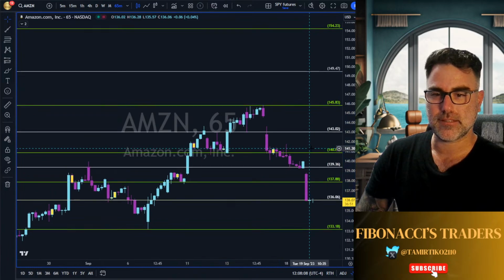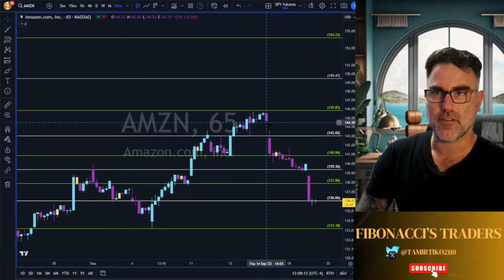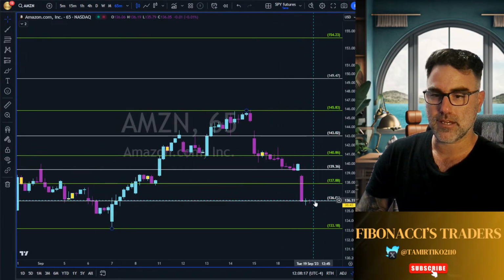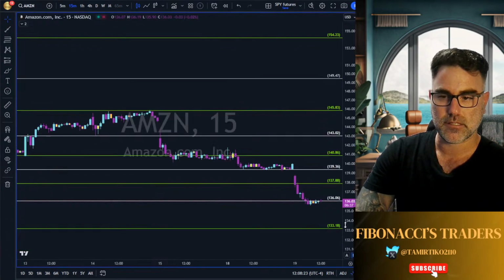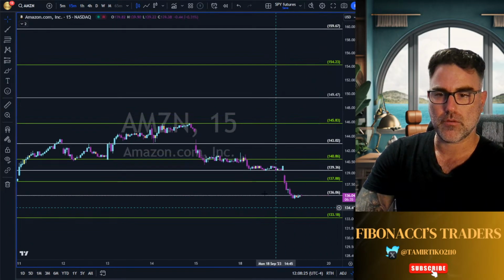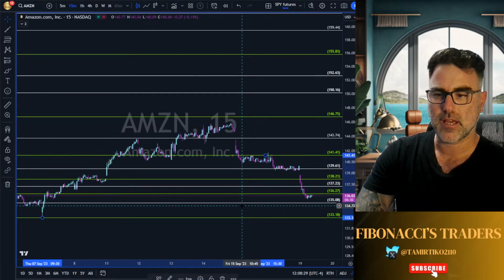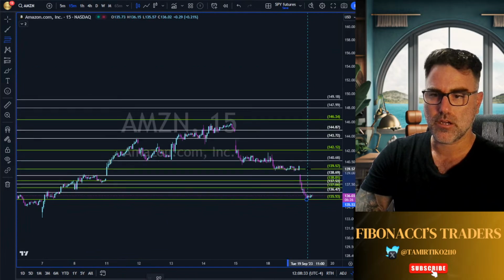Doji is the best signal for any decision in the market, and when it comes after a very steep downtrend, it might signal a trend reversal to the upside. Let's take a look at Amazon on the 15 minutes. Now we can take Fibonacci for the 15 minutes. It all depends on the trend and the time frame that you are trading.